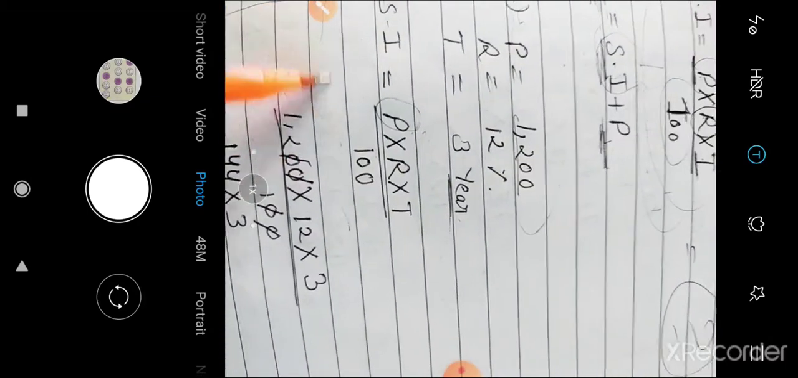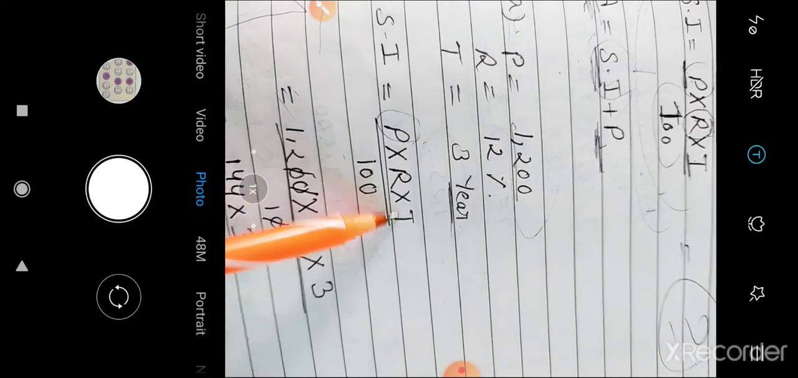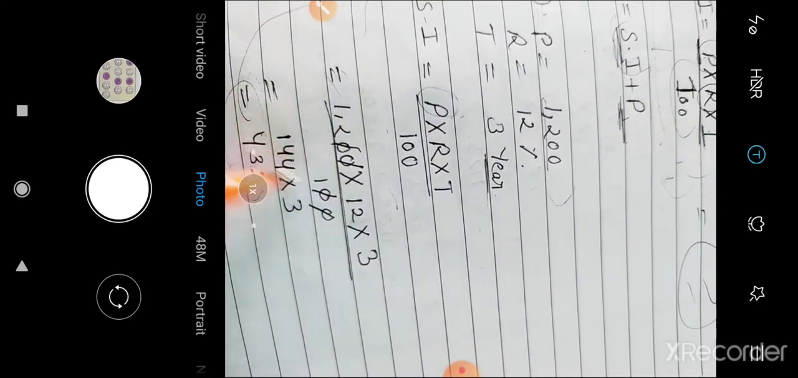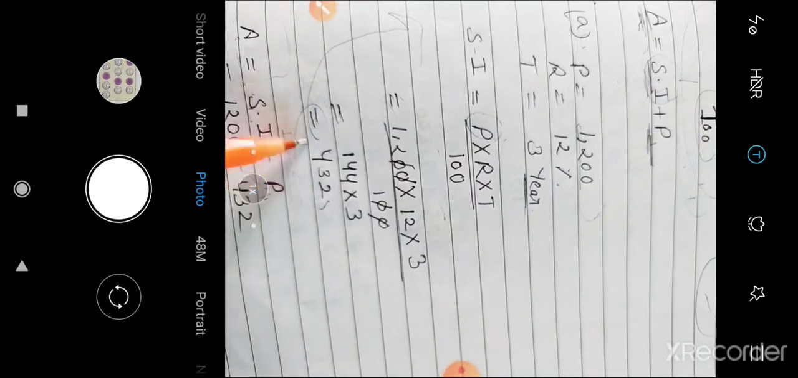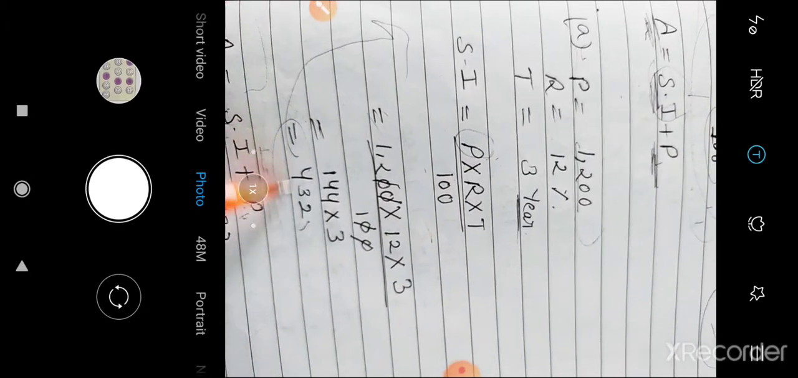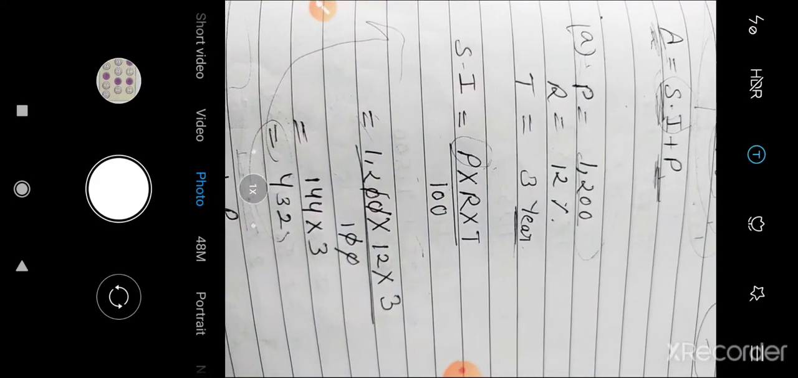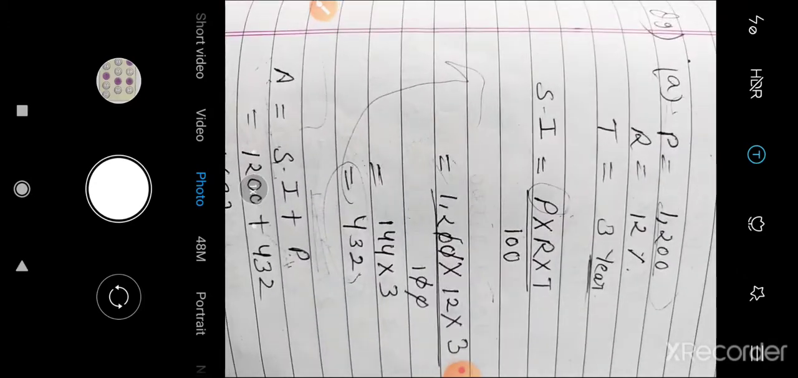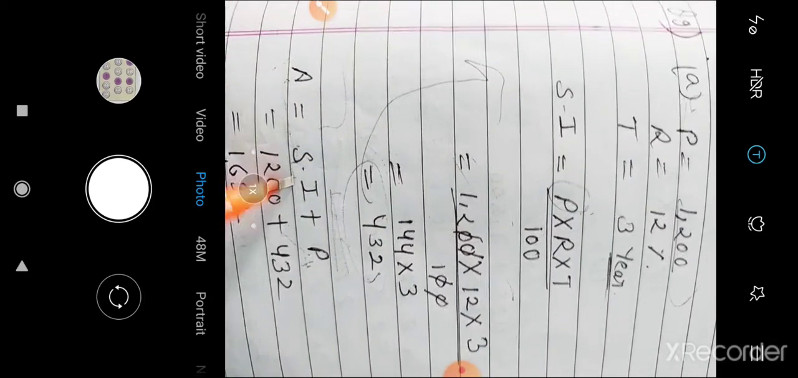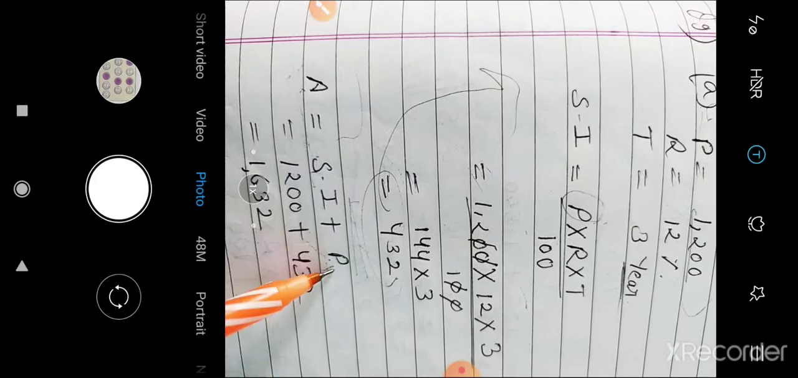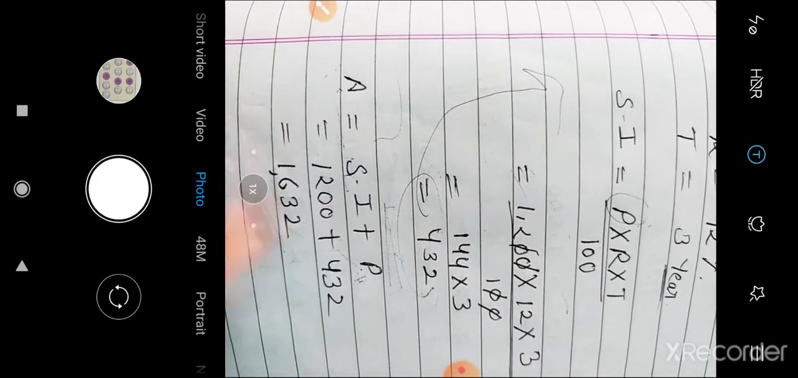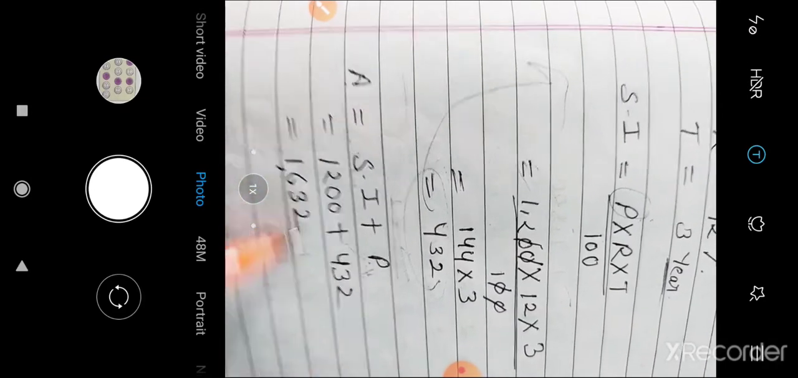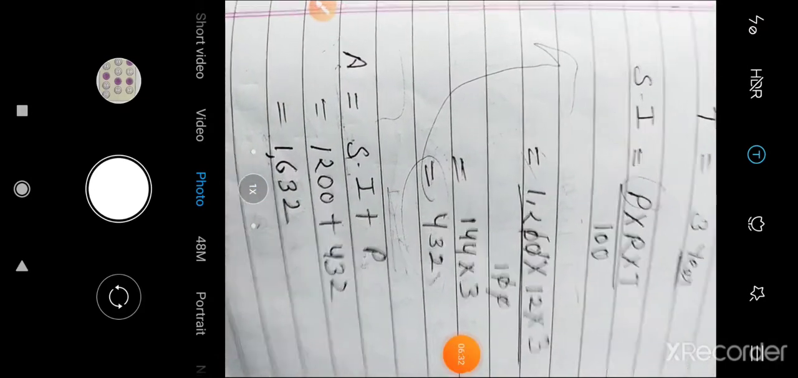Simple interest is principal multiplied by rate multiplied by time divided by 100. After substituting all the values, we have the answer 432. It is the value of simple interest, but it is asked in the question what the amount to be paid after 3 years is. To calculate the amount, we add both the simple interest and principal. After adding both quantities, we have rupees 1632. In this way, you can solve its second part.